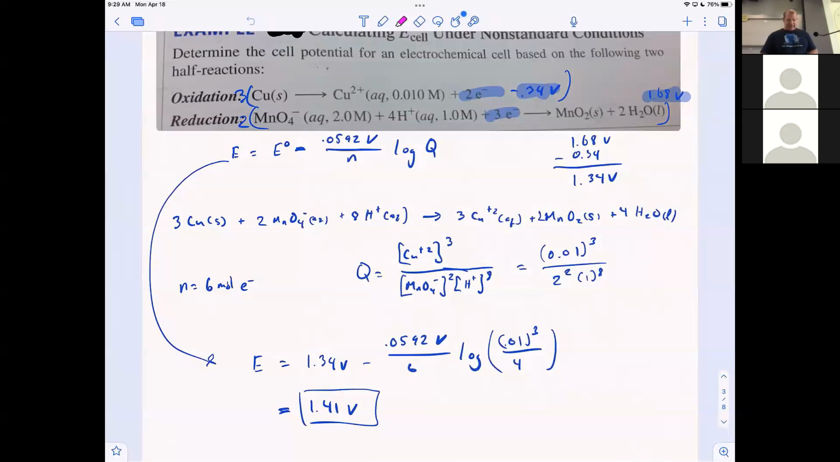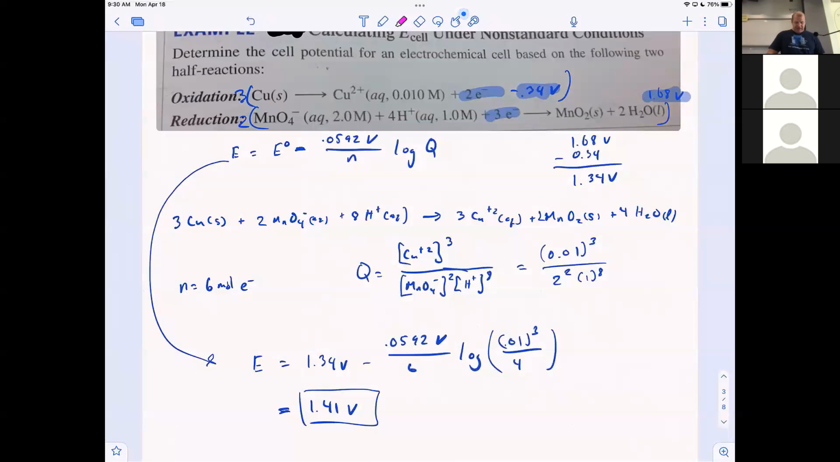And then we write out the chemical equation in the long form here. And then we write out the Q value. It's products over reactants raised to the stoichiometric powers. So we do not include the solids or liquids in this. So just the aqueous and the gases. There's no gases here. So then our Q is copper plus 2 cubed over permanganate squared times acid to the 8th power. Which is nice, acid is 1 molar, so that just gets rid of that.